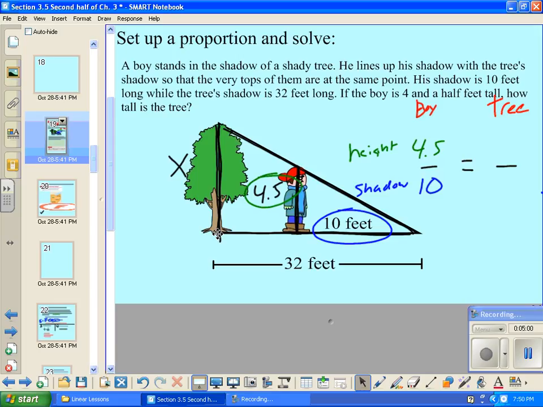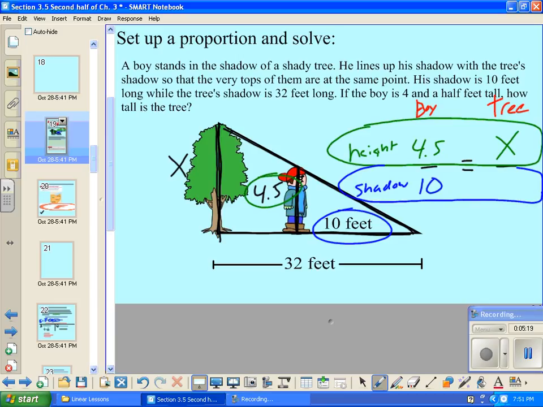Since I've chosen to do it that way for the boy, I have to make sure I do the same thing for the tree. So here's the height of the boy. On this side, I have to have the height of the tree. Again, that has to stay consistent. In this problem, the height of the tree, that's what I don't know. That's my x, so I'm going to put x there. The shadow of the boy is 10 feet, so I have to put the shadow of the tree on the bottom over on this ratio. That I do know is 32 feet. Since I've stayed consistent, this should be a good setup for this problem.